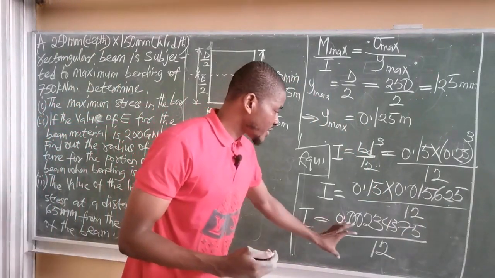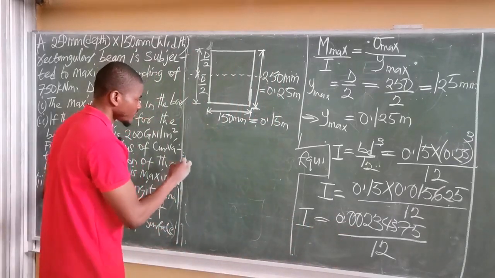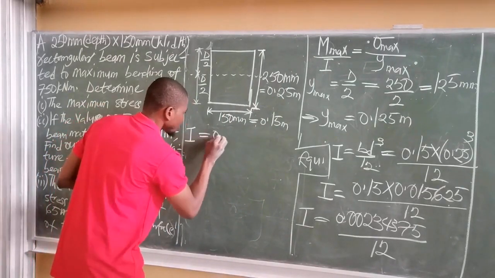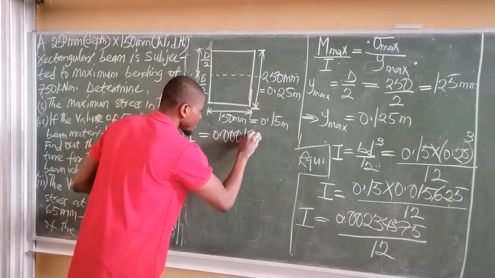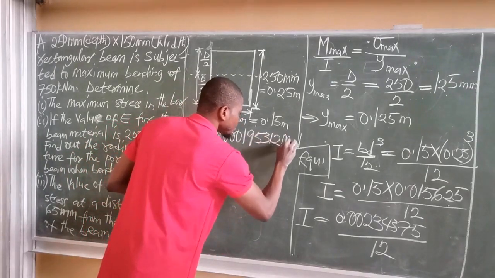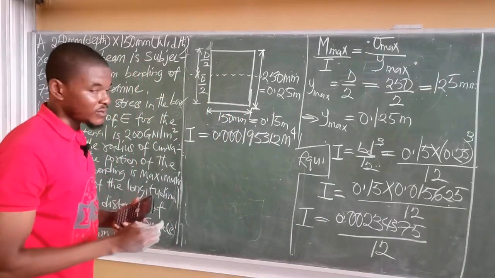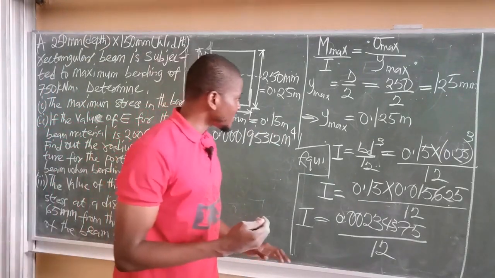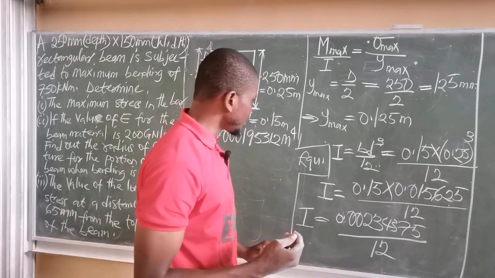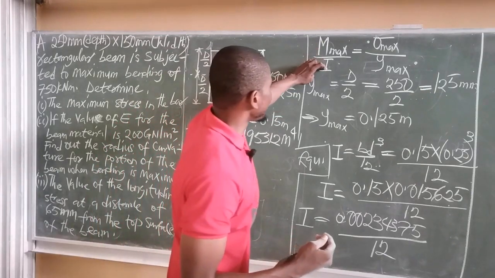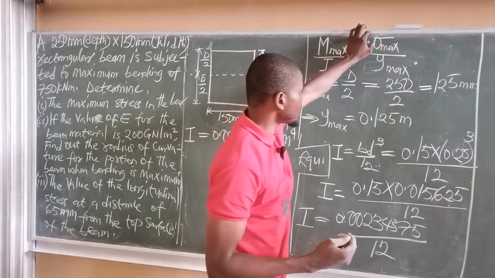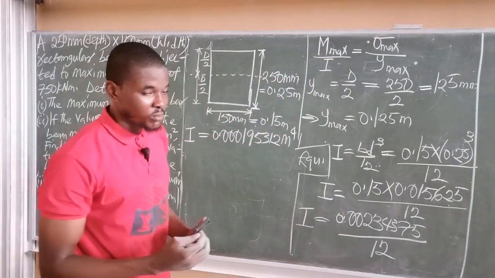So if we divide this now by 12, we are going to obtain that moment of inertia I is now equal to 0.000195312 in meters 4. So that is the moment of inertia. So next thing to do, from the equation, we have moment of inertia, we know the maximum bending moment, we know the maximum distance. So all we need to do is simply make maximum stress the subject of the formula.